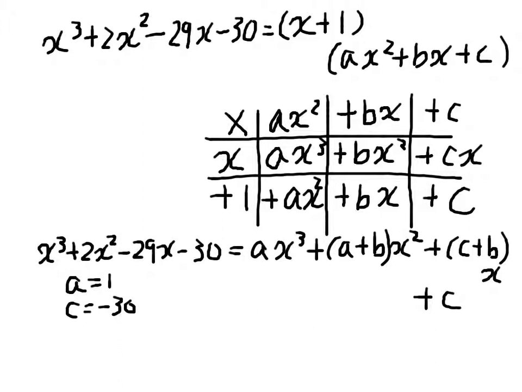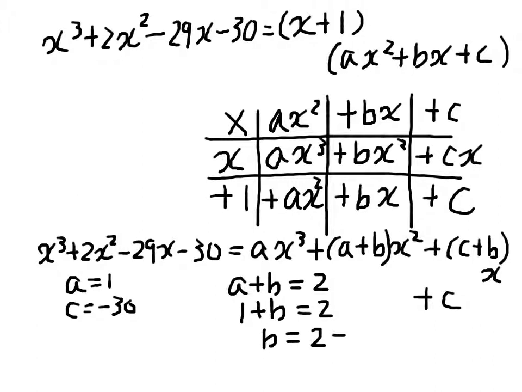Next, I'm going to compare the coefficient of x squared terms. So that's 2, and that must equal a plus b. So I'm going to write a plus b must equal 2, but I know that a is 1 from the previous working, so 1 plus b is 2. That means b is 2 minus 1, which is 1.